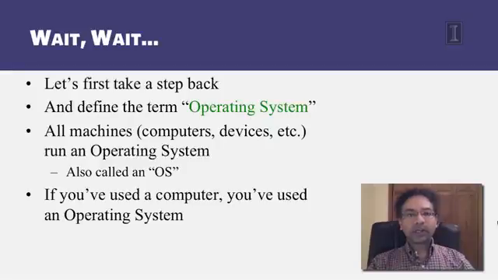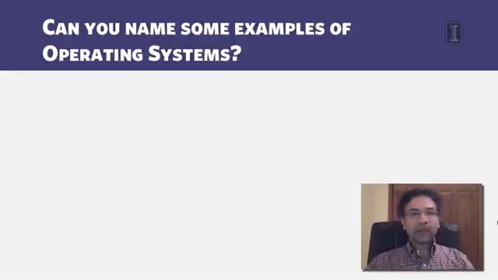Well, if you've used a device, whether it's a tablet or a small phone, or whether it's a laptop or a computer or a server, each of these devices runs an operating system, also known as an OS. So if you've used a computer, you've used an operating system. The operating system runs on the device and it manages the different components of the device. So before we define the term operating system, let's name some examples.